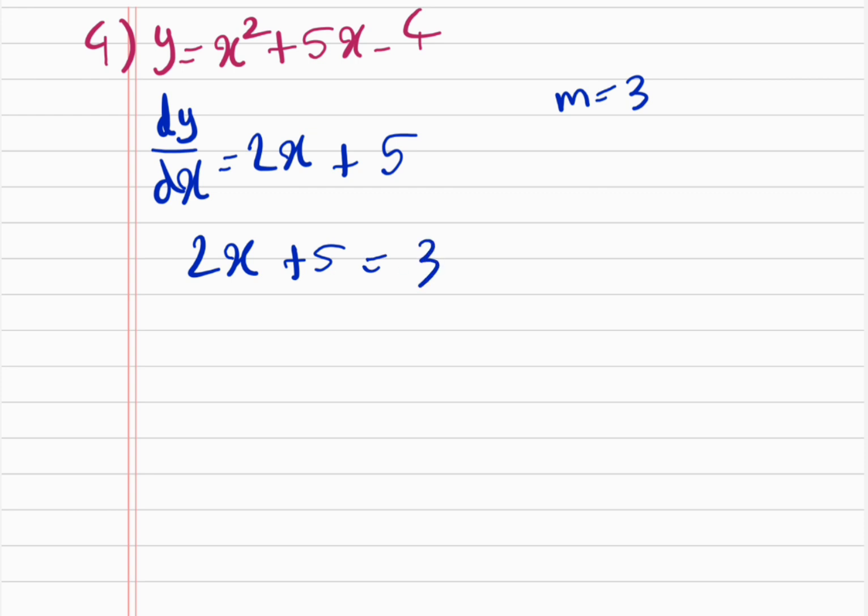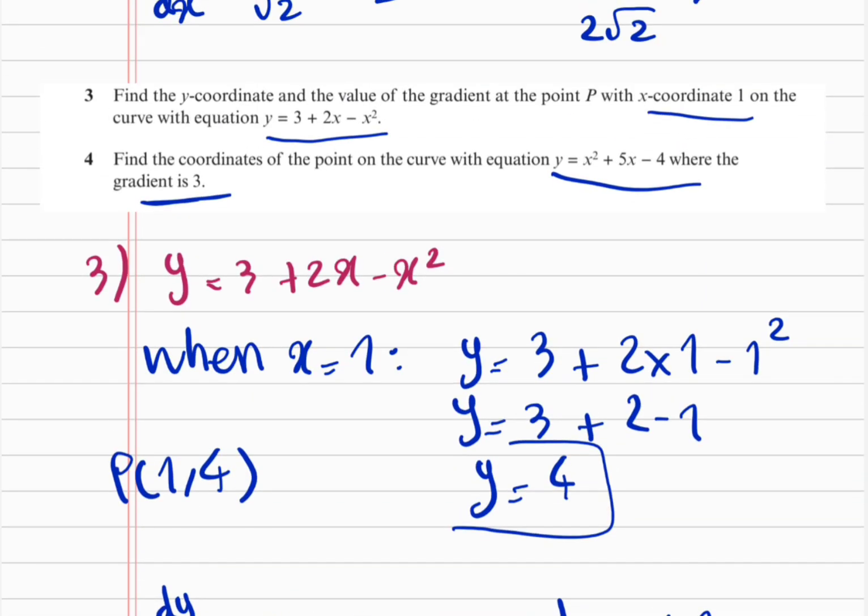Because the x coordinate is substituted into this equation and we got 3 as the gradient. But now the goal is finding the x coordinate because we have the gradient this time. So now we just solve this equation, which gives us x coordinate of minus 1. Okay, this is the x coordinate of the point on the curve.